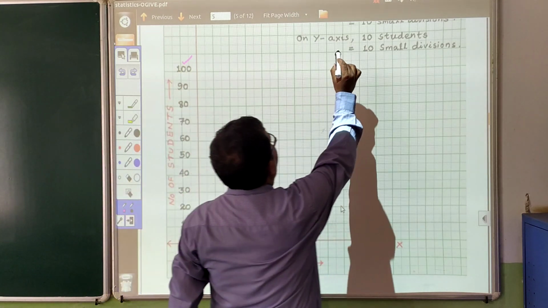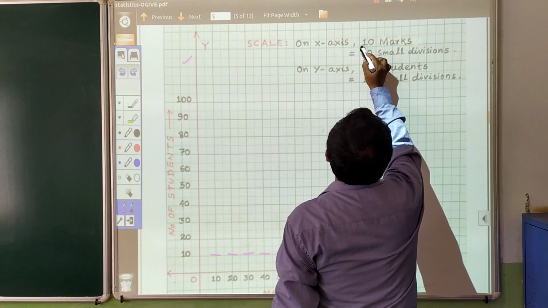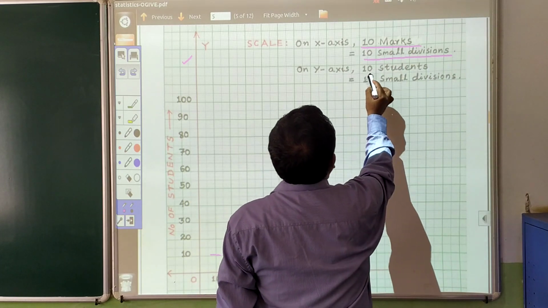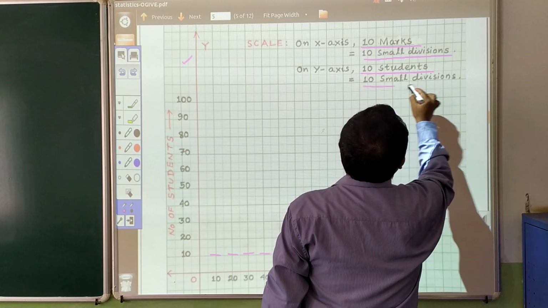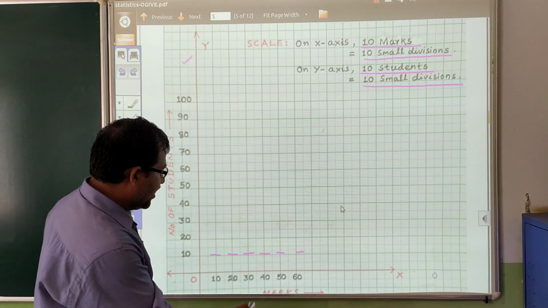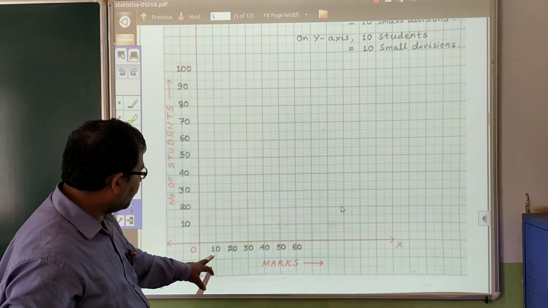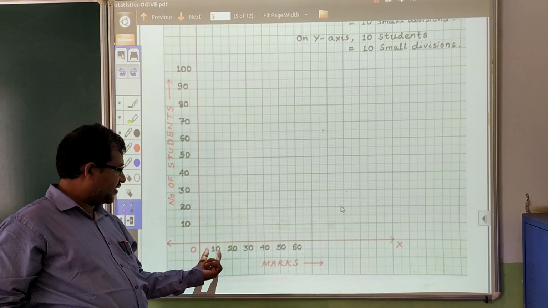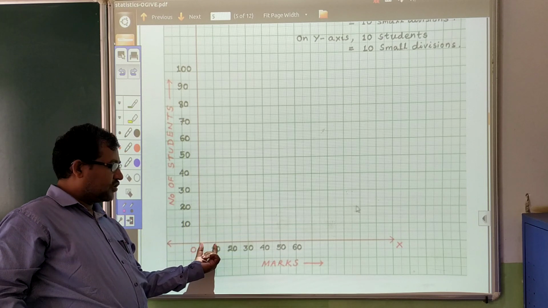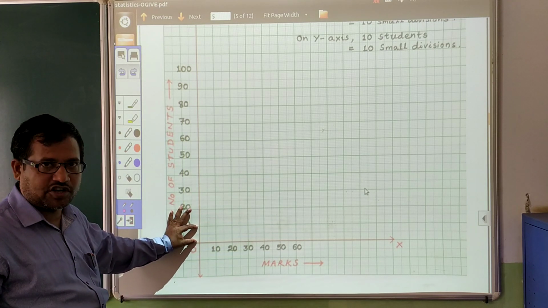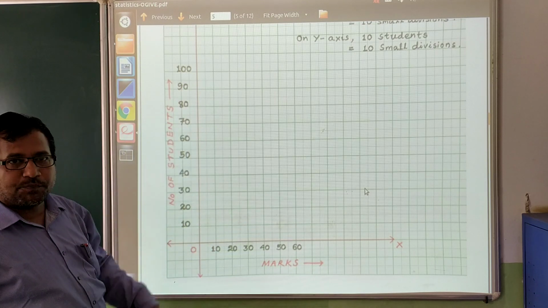So here I will write on x-axis 10 marks equal to 10 small divisions, and on y-axis 10 students equal to 10 small divisions. That means in x-axis I will take 10 difference, 10 marks, 10 small divisions, and on y-axis 10 students, 10 small divisions. Now I have to plot the points.